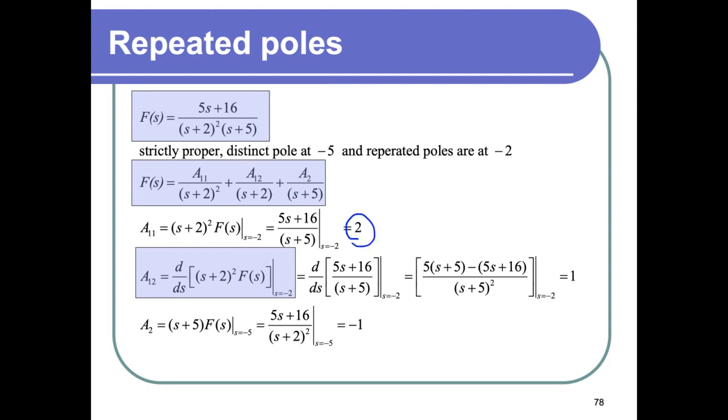Now we take the derivative of this after you multiply by s plus 2 squared. What is the derivative here? Take the denominator, square it, s plus 5 squared. Then you have the derivative of the numerator multiplied by s plus 5, minus the denominator, which is 1, multiplied by the numerator. So you get 5s plus 16. Everything here is the derivative. Then you evaluate at s equals minus 2.